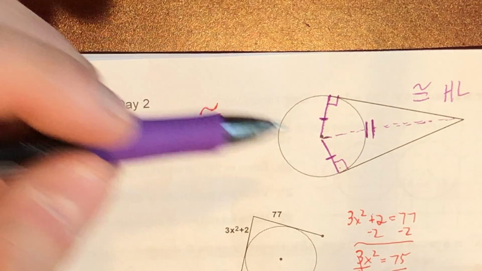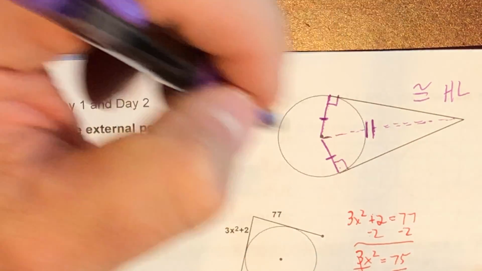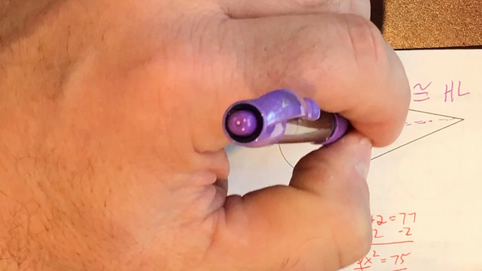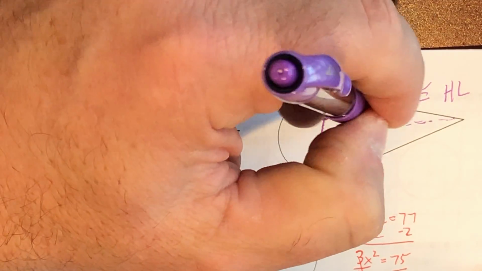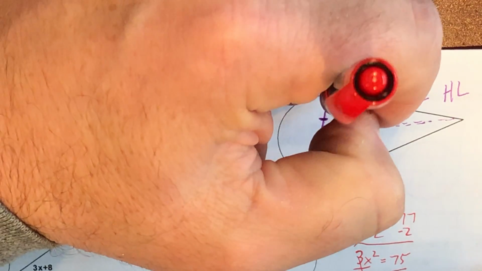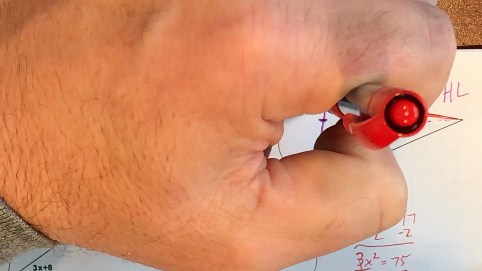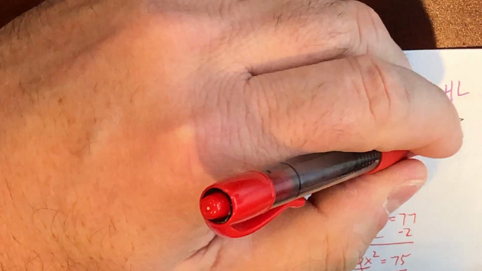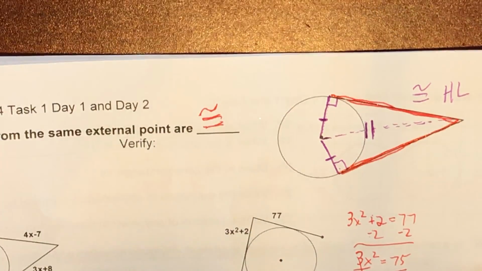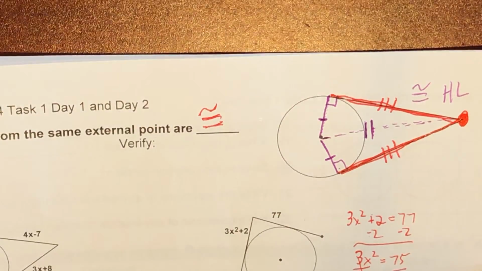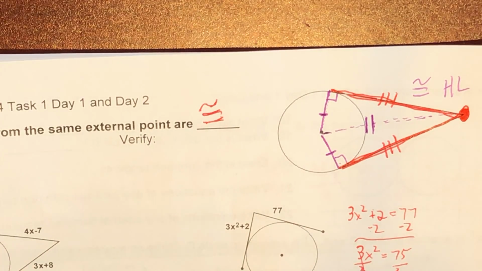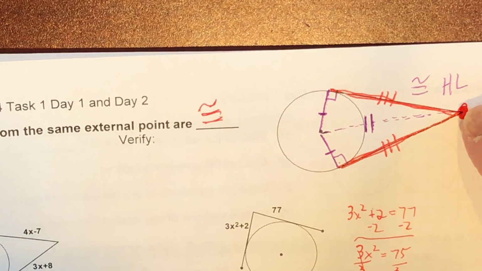All right, so once I know that these two triangles are congruent, these two tangents have to then be congruent because of CPCTC. Corresponding parts of congruent triangles are congruent. So I'm just now informally proving to you that tangents drawn from the same external point to the same circle will always be congruent. Okay?